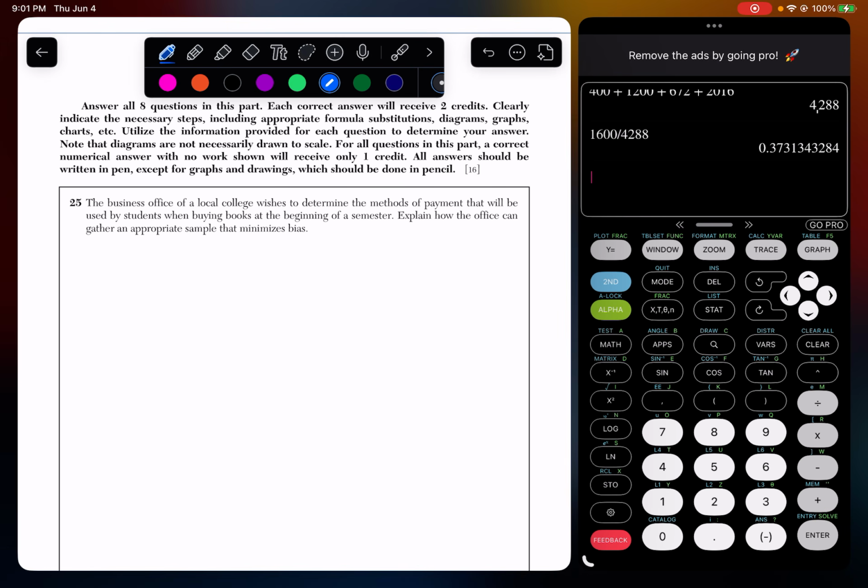So in these questions, you want to think of these like common sense. And the keywords that you want to look for, if we are minimizing bias, then what we want is a random sample. We do not want to be picking our best friends. We do not want to only be picking students who like math. We do not want to only be picking students who are on the varsity soccer team. We want a random sample. So if they're saying explain how the office can gather an appropriate sample that minimizes bias, and the thing they are trying to study is determine the methods of payment that will be used by students buying books.